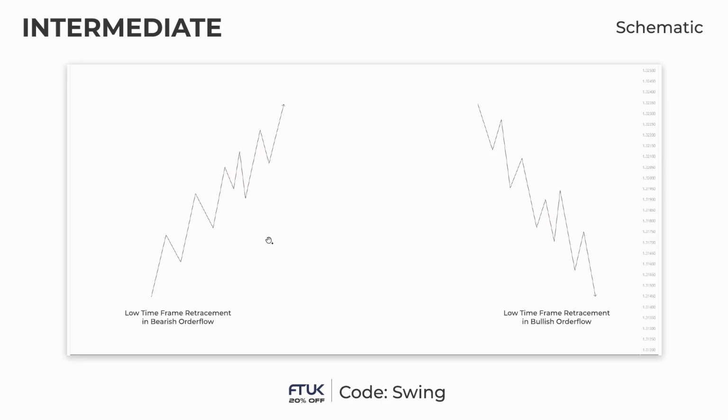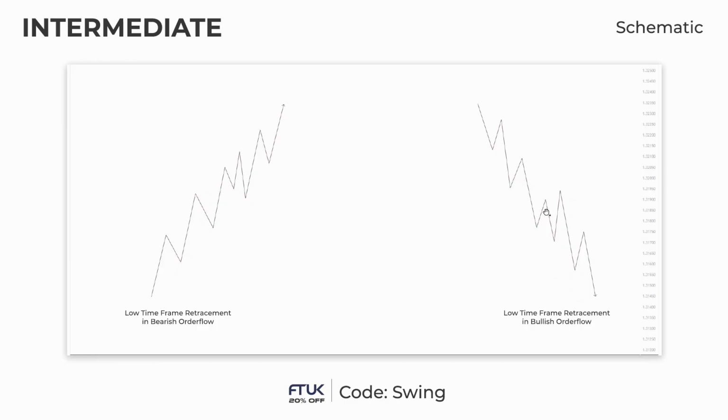Now, another one of the most important things to understand is what happens when we go to a low time frame. Let's say this chart here is our 4-hour chart, we are going to assume that. Now, when we go to the 15-minute chart and look into that same order flow, so let's say on the 4-hour chart the order flow was bullish, but on the low time frame M15 chart, the order flow might look something like this. So this is the low time frame retracement in bullish order flow.